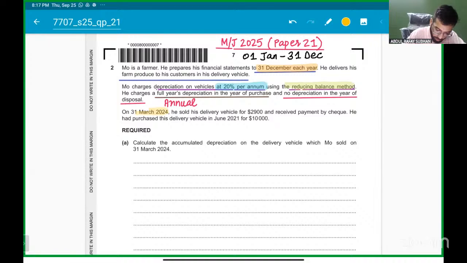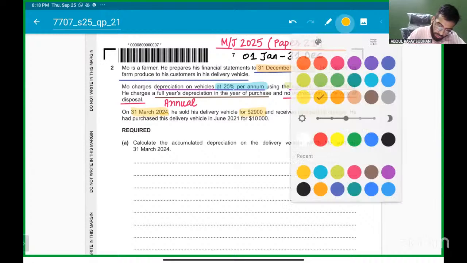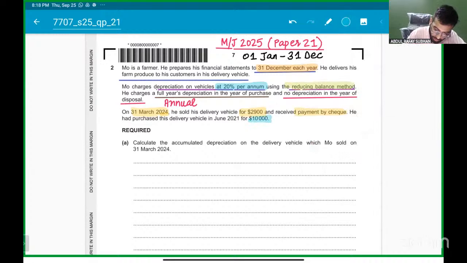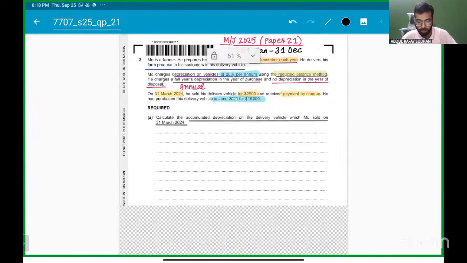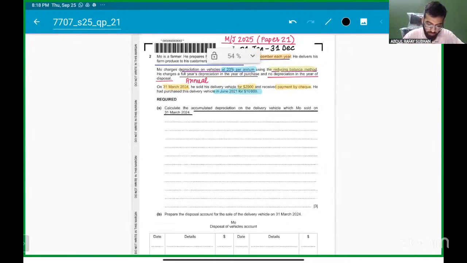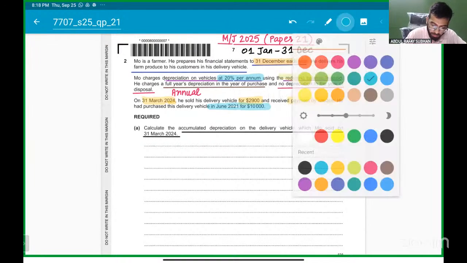Then on 31st March 2024, he sold his delivery vehicle for 2900 and received payment by cheque. He had purchased this delivery vehicle in June 2021 for $10,000. We have to calculate the accumulated depreciation on the delivery vehicle which Mo sold on 31st March 2024, which is worth 3 marks, the first one. We have to get the accumulated depreciation.